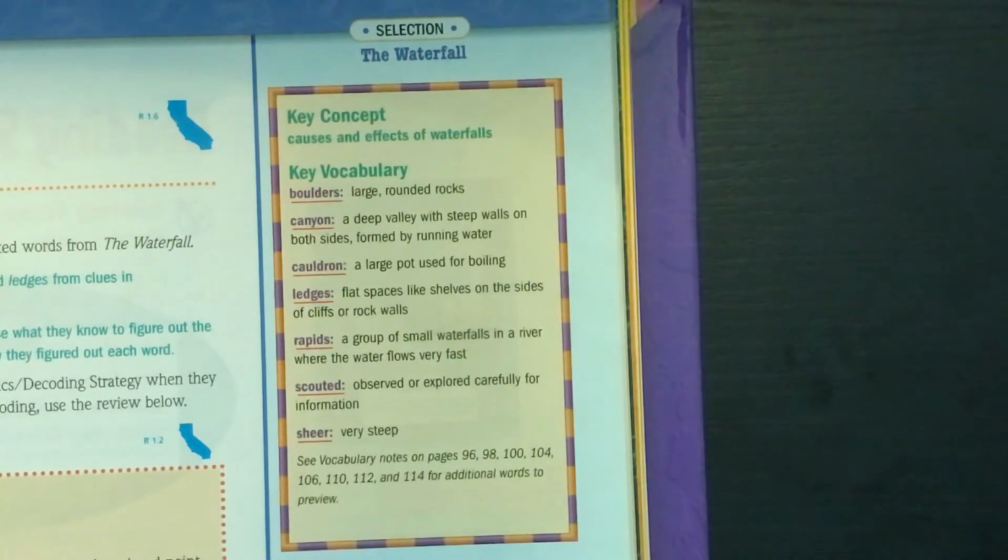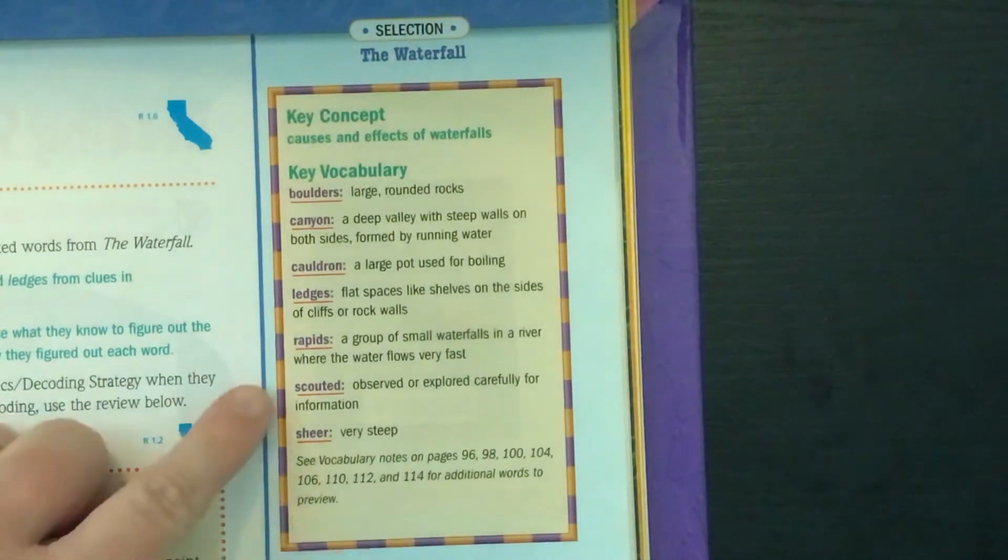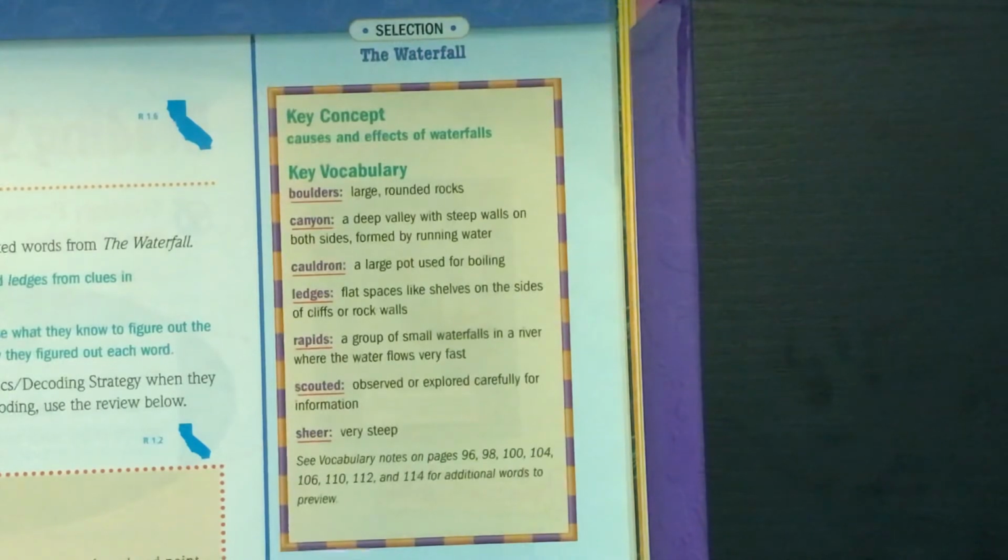Your turn. If you scouted an area, you observed or explored carefully for information. So, you think about, for example, the Boy Scouts or the Cub Scouts. We have Girl Scouts as well. They might go out and they're really looking at what's around them carefully and gathering information for what they're observing. So they might be scouting out a trail, really trying to see what's the best way to get somewhere.